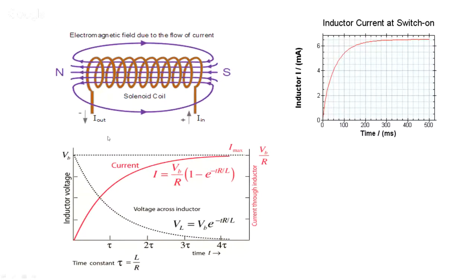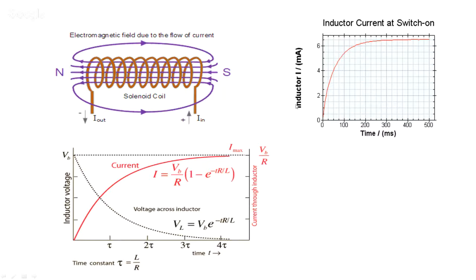Now, we just have to understand what this inductance actually is. Consider a coil through which a current is flowing. Whenever current flows through the coil, a magnetic field is set up around the coil. So when current flows through the coil, an electromagnetic field is set up surrounding the coil.